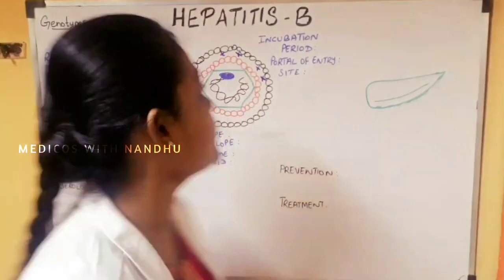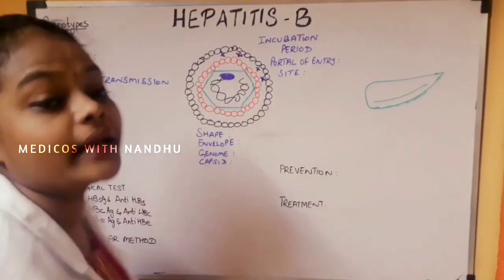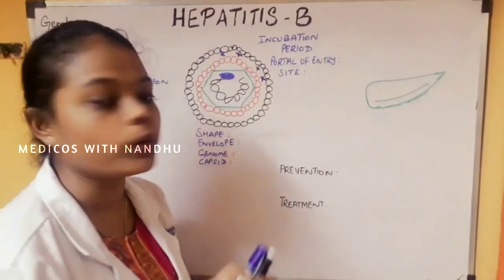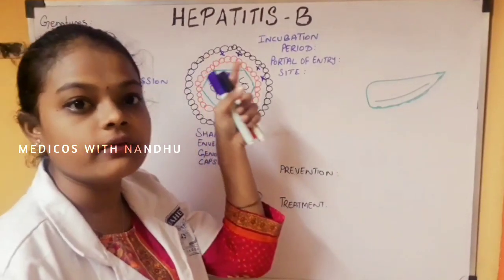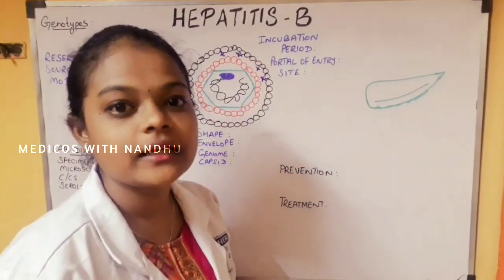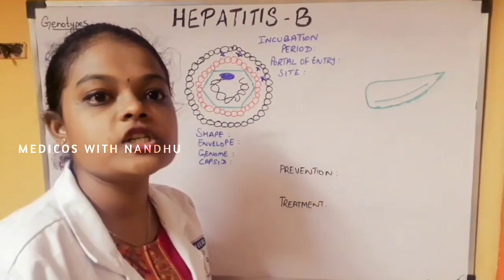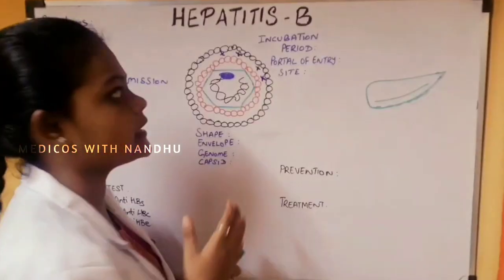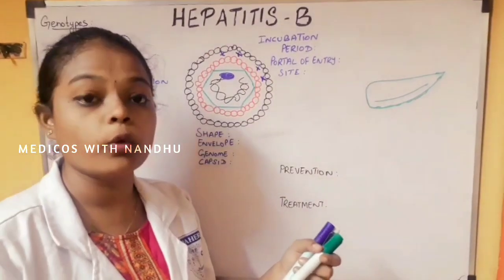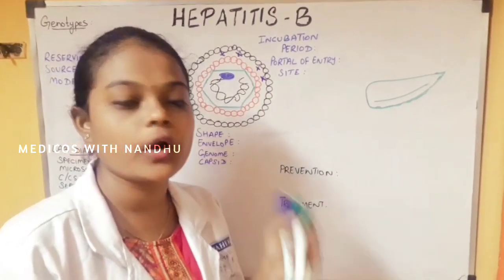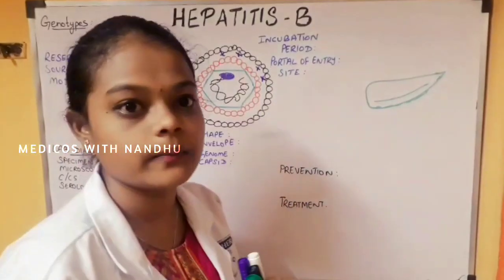Okay, and what is hepatitis? So already I have told you, hepa means liver and itis means inflammation. So the inflammation that occurs in the liver is known as hepatitis, and there are 5 types. Now we are going to see about hepatitis B.